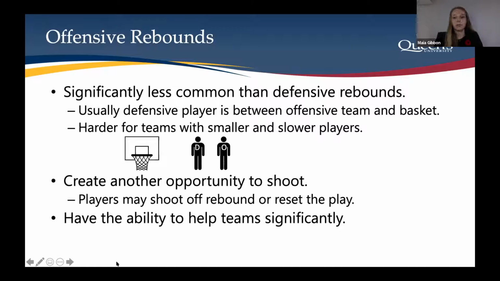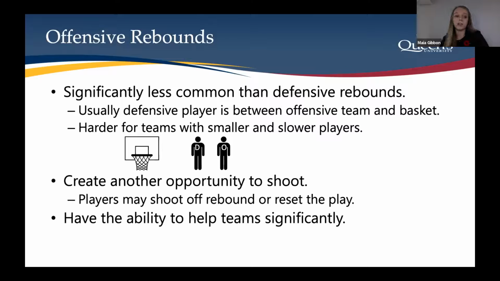So the importance of offensive rebounds. First of all, they're significantly less common than defensive rebounds. This is because usually the defensive player stands between the offensive team and the basket to block shots and get those rebounds. So it's a lot harder, especially for teams with smaller and slower players. Smaller players is fairly self-explanatory. Obviously, it's harder to get the ball, especially when someone is blocking you. And slower players may opt not to get it, especially when it looks like the defensive team will get that ball, because then they will move to the other side of the court and the offensive team will turn defensive and have to keep up.